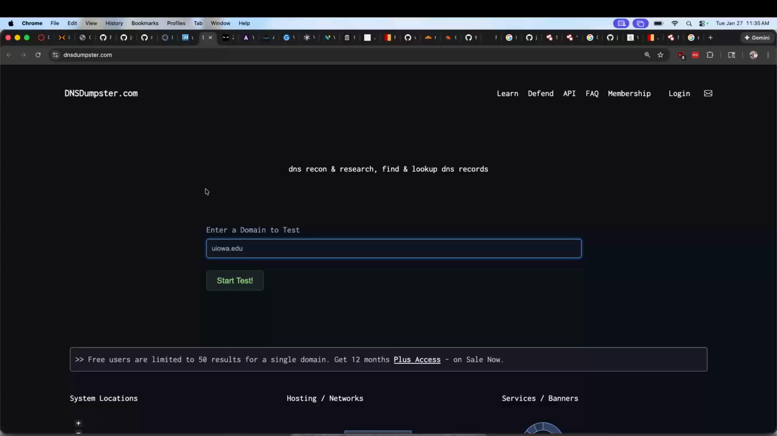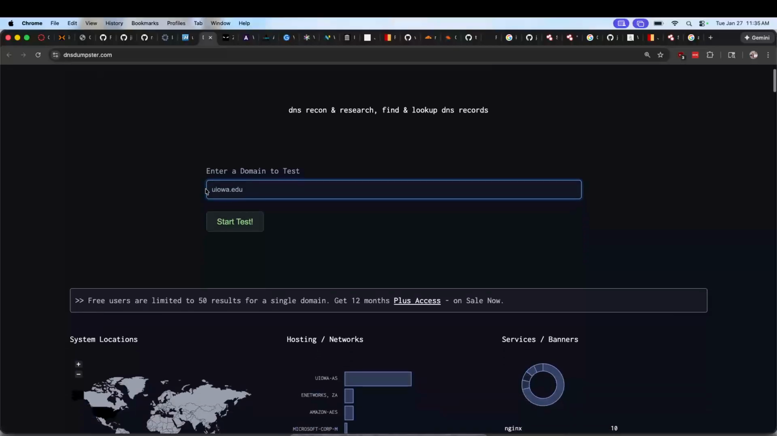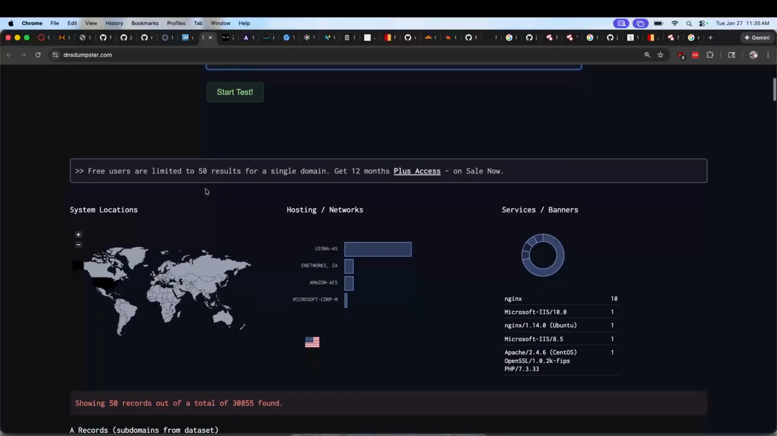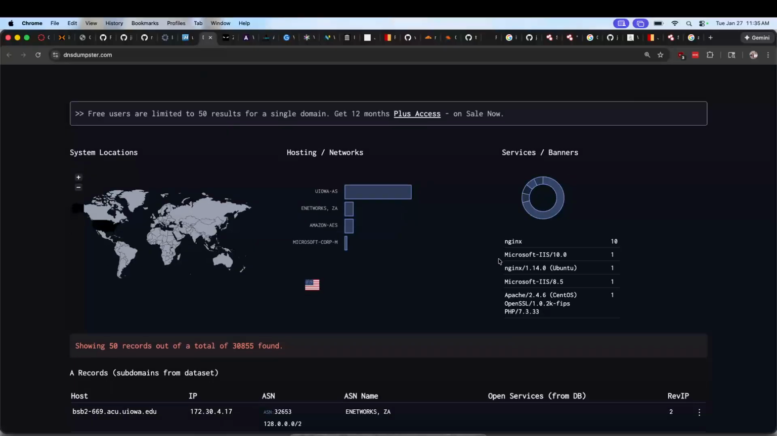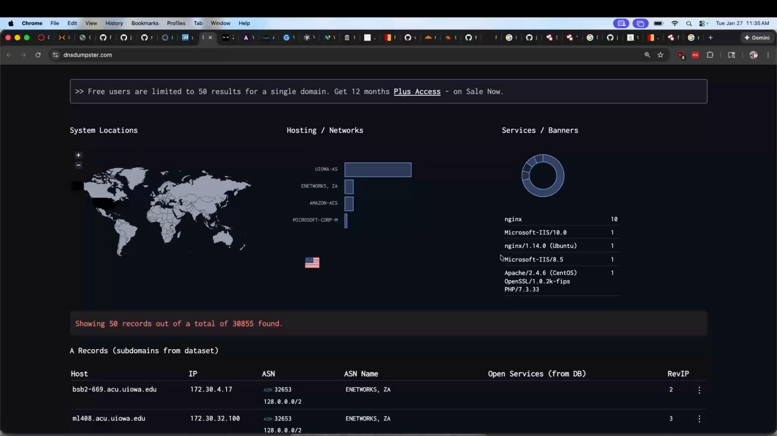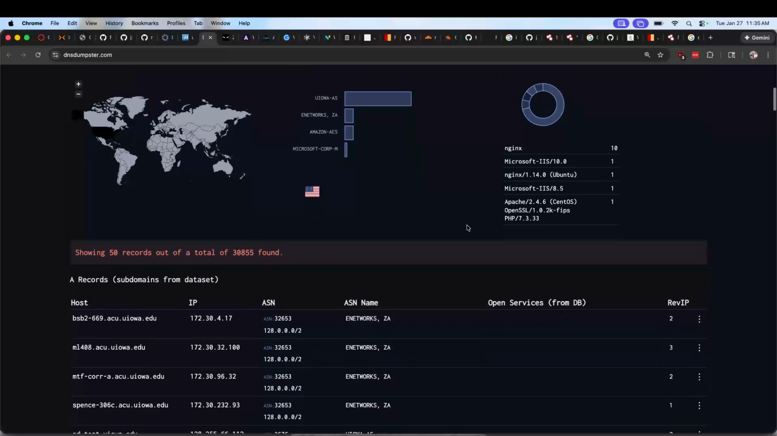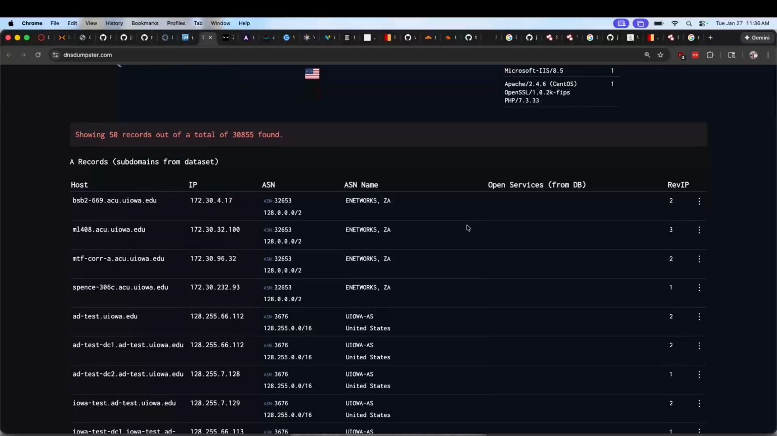There's a lot of things out there, and people have their favorite tools that they learn how to use over time. This is DNSdumpster here, an attempt to provide a little bit of a network footprint. I can't really vouch for the accuracy of this particular website for finding that kind of information. It claims Nginx as well as Microsoft IIS as the main web servers being used here. Here are all the A records. It's displaying 50 out of the 30,855 A records that are all the various subdomains of uiowa.edu.